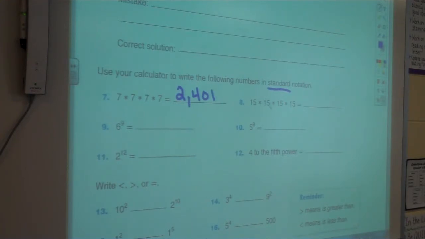Okay, so how about 15 times 15 times 15 times 15? What did you get, Parker? 50,625. Any discussions or different answers? If you don't have these in, you could be figuring them out. 6 to the 9th? Yeah. Okay, you could use your calculator for that. If you didn't do it, put it in your calculator. 6 with the up key and 9. What do you get, Zane?